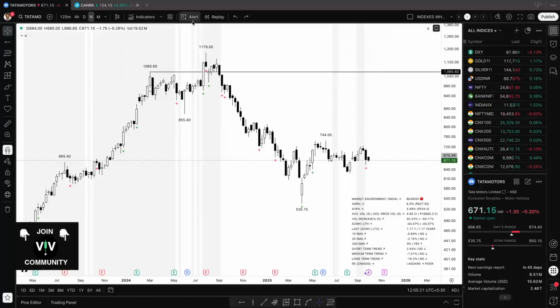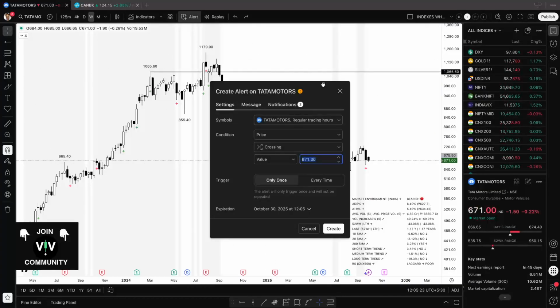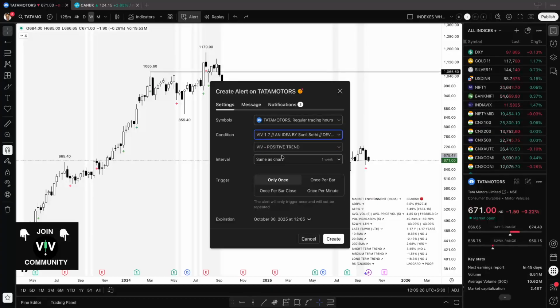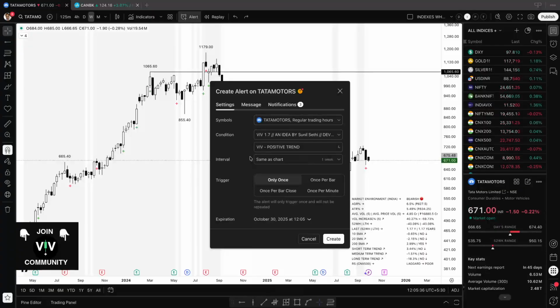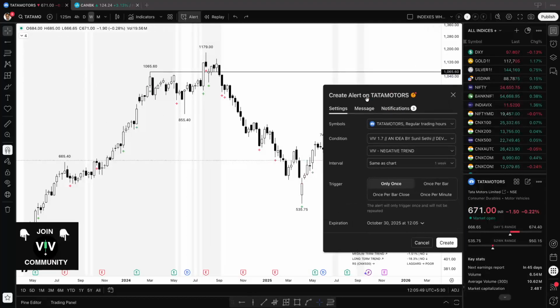One thing is there. Now you can also set the alert. See, positive trend, negative trend. Suppose you had a position in Tata Motors and you were riding. You should have put an alert that whenever Tata Motors gets a negative trend, please alert. Simple. The VIV system had alerted you on time, and you are out of the game.